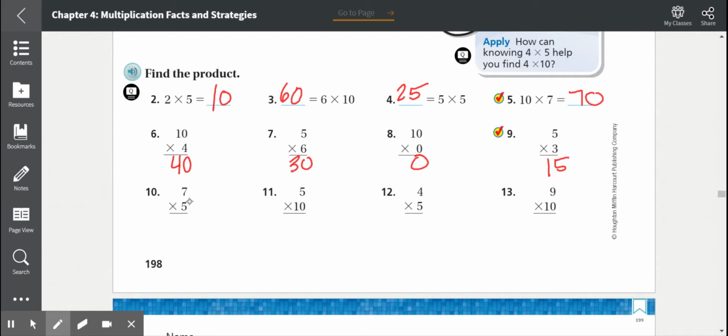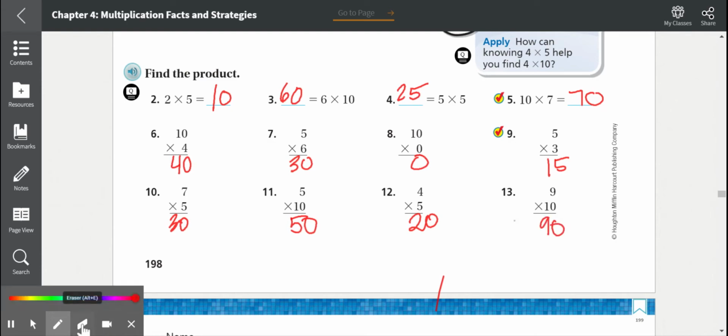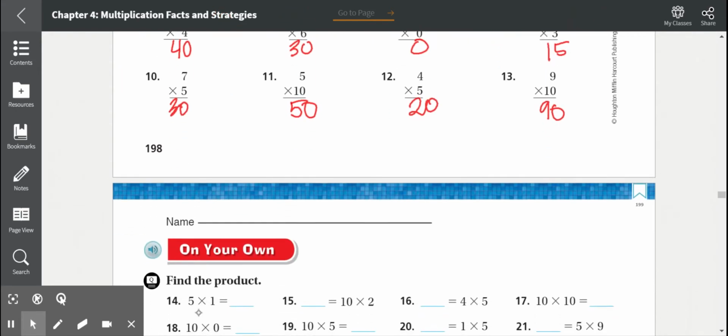7 times 5, count by 5s 7 times. 5, 10, 15, 20, 25, 30, 35. 5 times 10, 50. 4 times 5, count by 5s 4 times. 5, 10, 15, 20. And then 9 times 10 would be 90. Okay, turn the page.